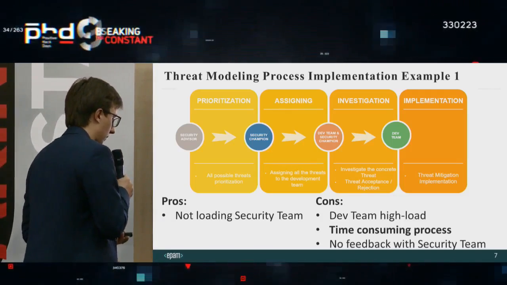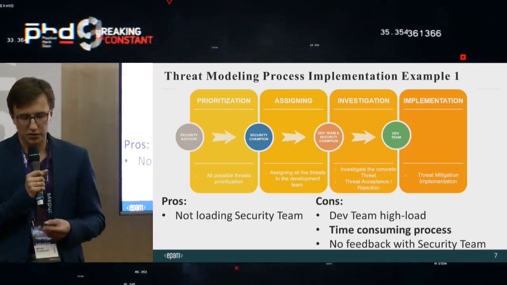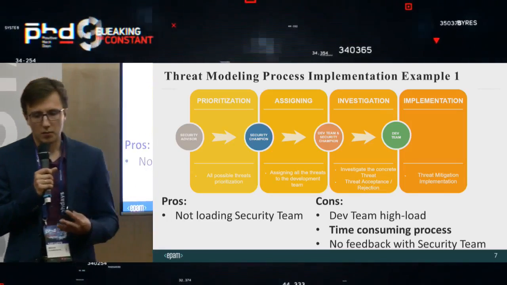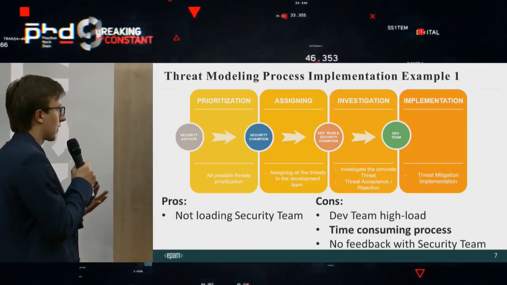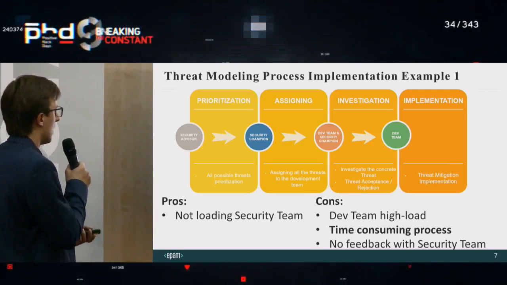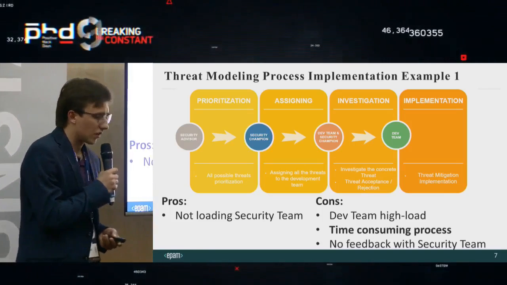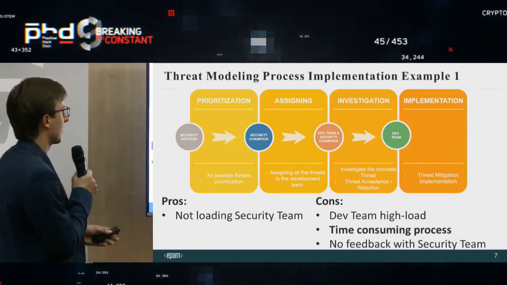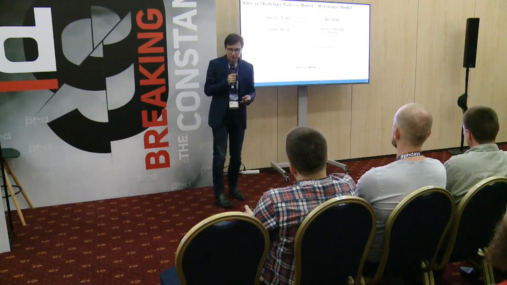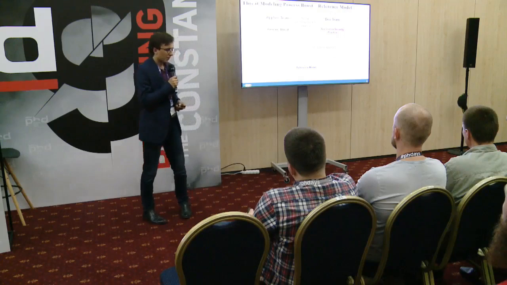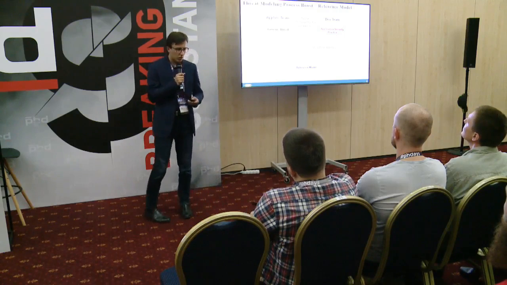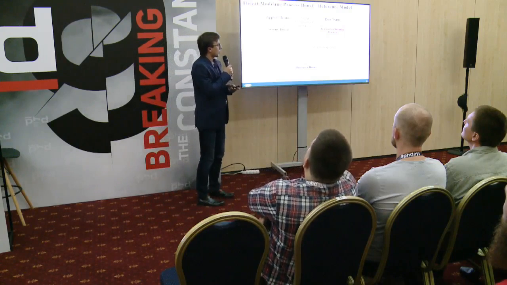So the weaknesses of the model are obvious. This is a non-transparent process for the security advisor, because we don't know whether the team did the investigation correctly, did the mitigation right or wrong, and there is no feedback. Also, the security champions are not working very hard. We did this cycle several times, and every time we realized that threat modeling takes too much time, and we started to think how we can improve it.